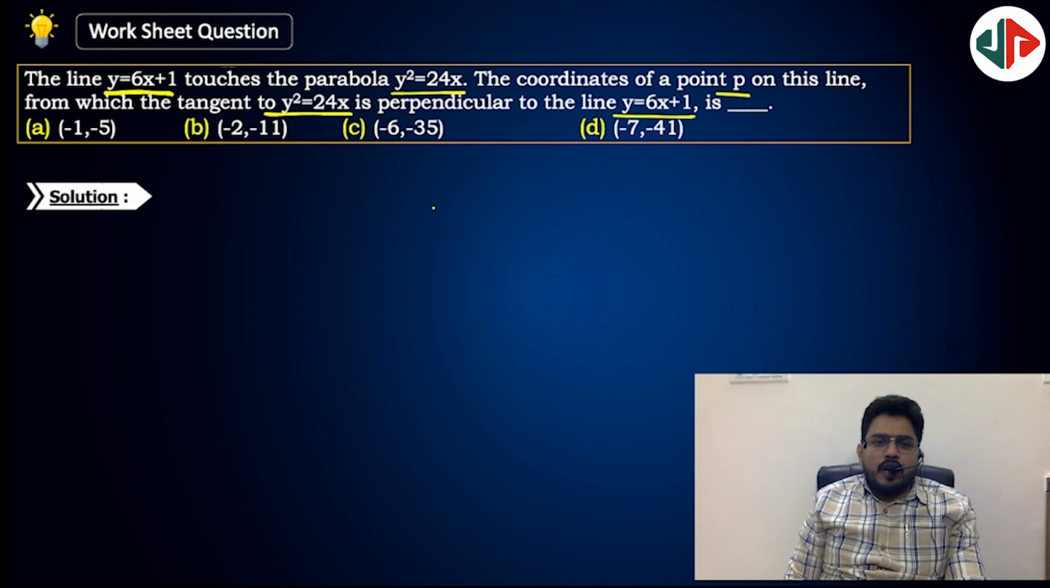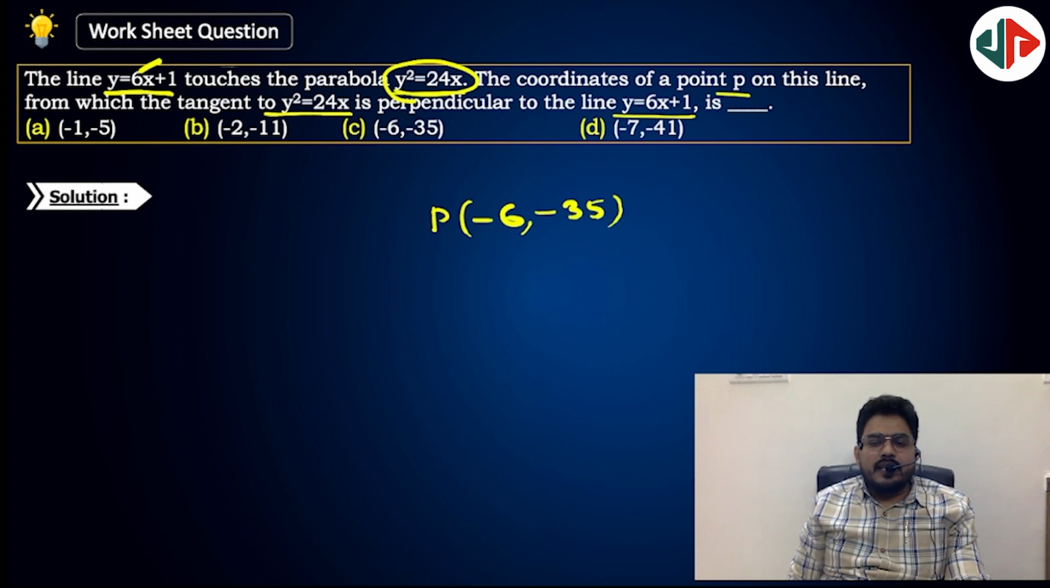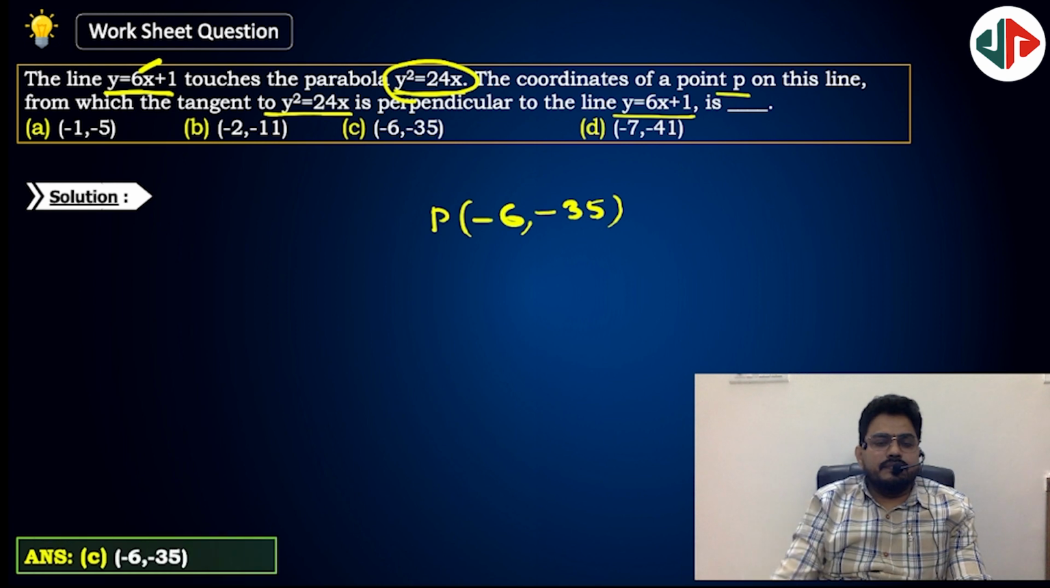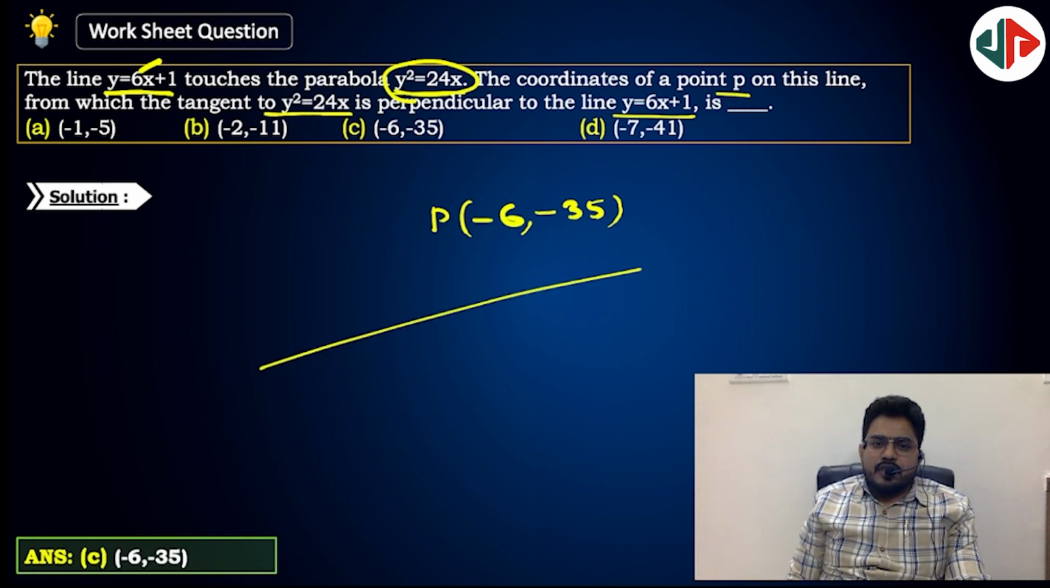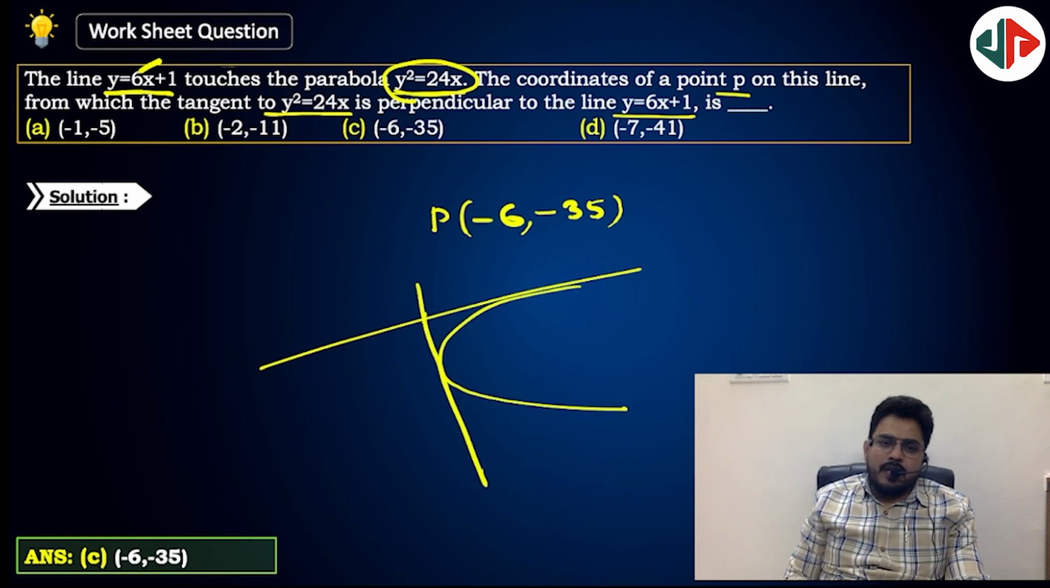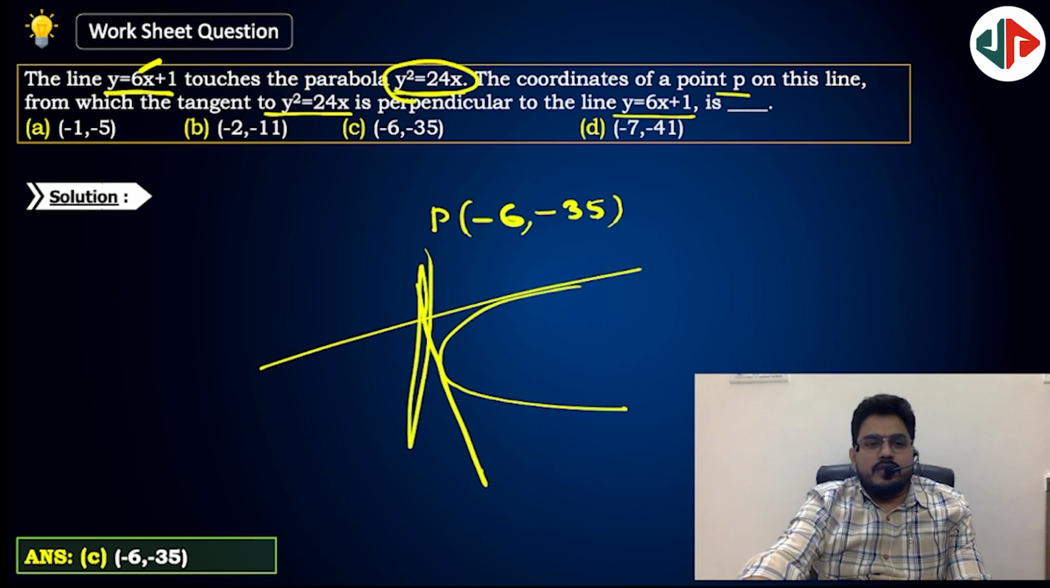So the point should be on the directrix of this one. What is the directrix? x is equal to minus a, which is minus 6. If x is equal to minus 6, this value will be equal to minus 35. Because this is the tangent, and I need the perpendicular tangent to this, it will always be on the directrix.